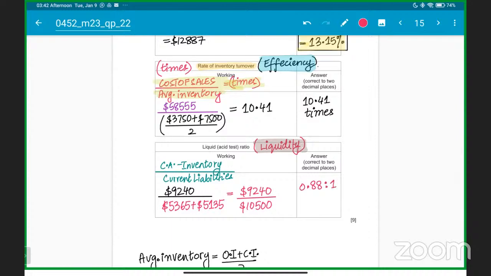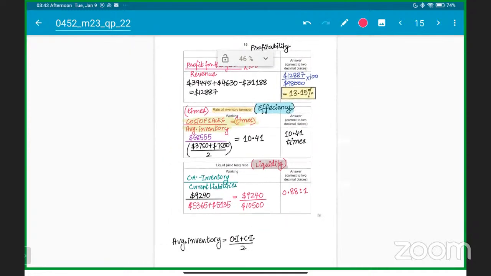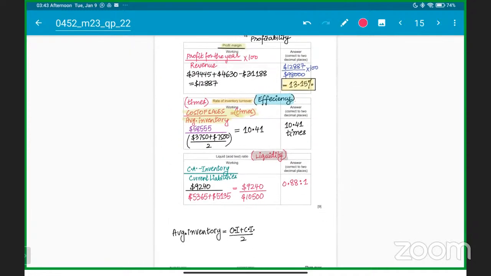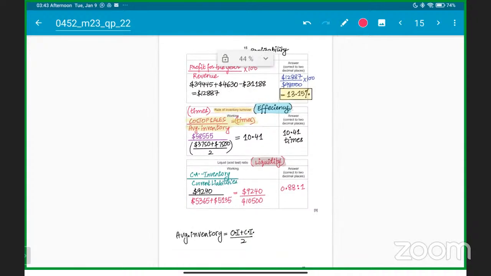It will be 0.88 ratio 1, which means for every 1 current liability that you have to pay, there is less than 1 current asset available. The ideal ratio is 1:1. I will explain it in the later part if you have theory. See if everyone got this working. There are only 9 marks so far, still 11 marks are left. Hope everyone is getting it clear. So take a look at it, copy them down, write down the formulas at least.